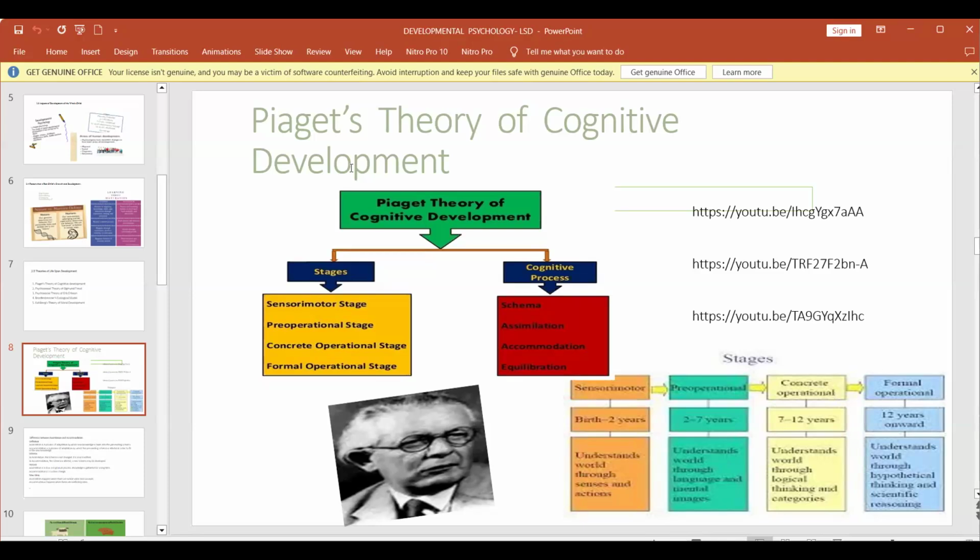Good. So we will go to the second stage. What is the name of the second stage? Pre-operational stage. Very good. What is the age specified? From 2 years to 7 years. Very good. How does cognitive development happen?